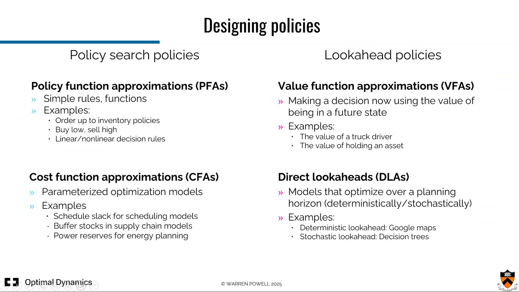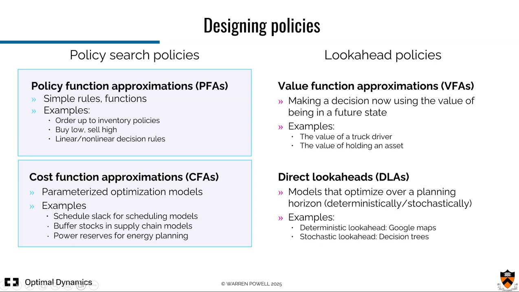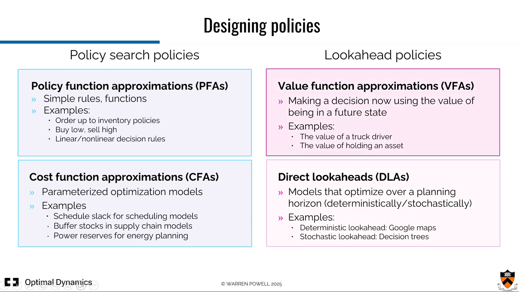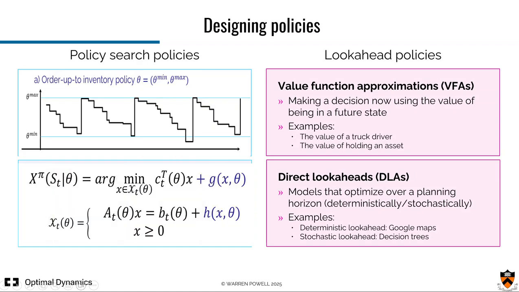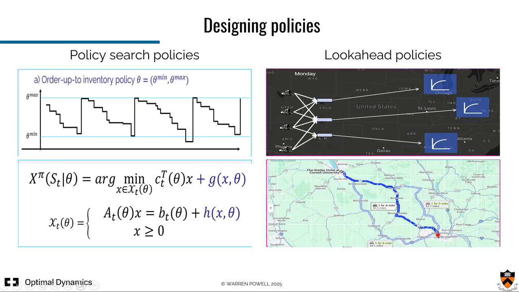Okay, deep breath. We've covered all four classes of policies. The policy search classes are the simplest, the PFAs and the CFAs. And then we have the look-ahead policies, the VFAs based on Bellman's equation, and then the direct look-aheads, which can be a deterministic or stochastic look-ahead. We've illustrated all four of these using different settings. All of these are policies that are actually being used. I could actually claim that most humans, without realizing it, use these. I can come up with problems where, when I look at how they're solving the problem, I'm going to say, yes, they actually did a direct look ahead, or they actually used a value function approximation.